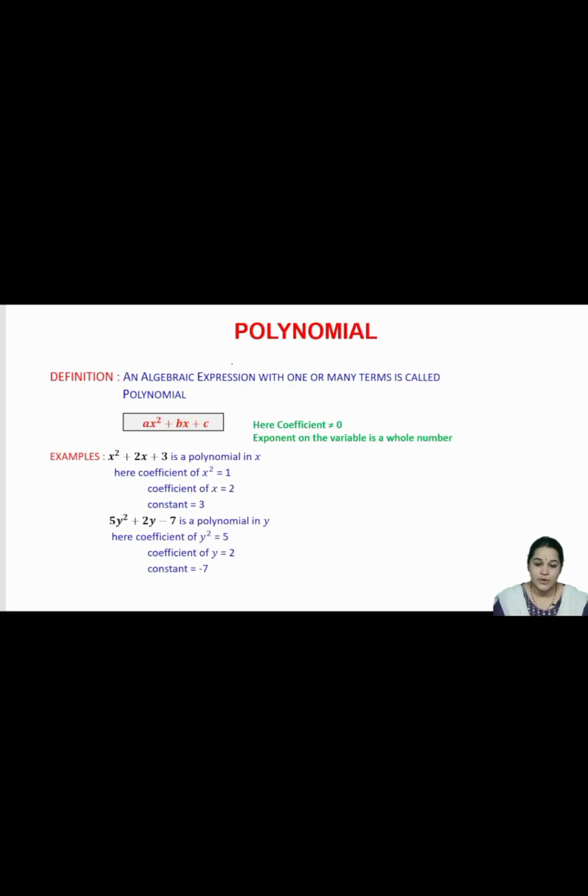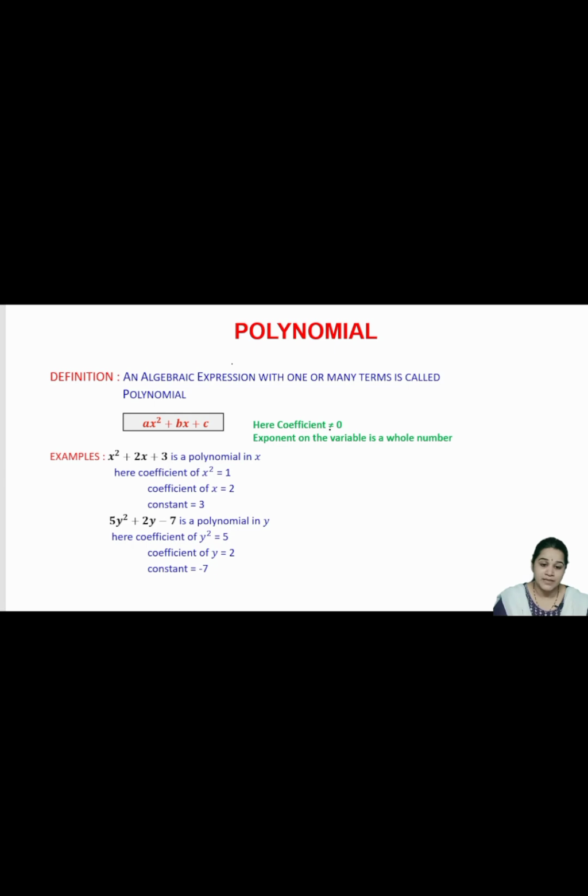Next we come to polynomial. An algebraic expression with one or many terms is called a polynomial. The standard form of a quadratic polynomial is represented by ax square plus bx plus c.